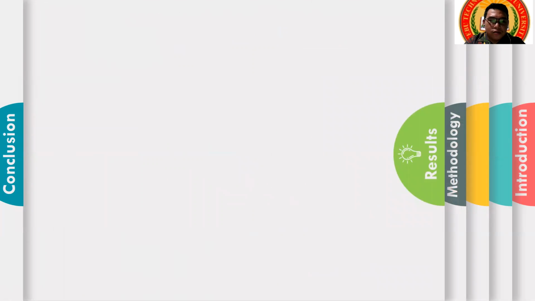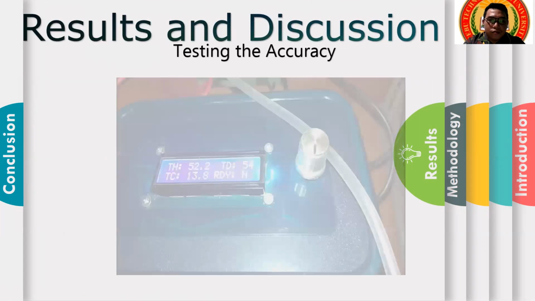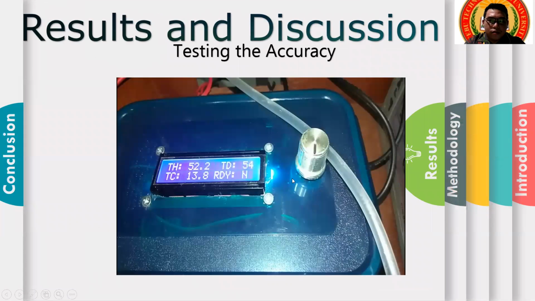So let's go now to the results and discussion. We have tested the accuracy based on our temperature sensor. So we have here a hot temperature of 52.2 degrees Celsius, and a cooling temperature of 13.8 degrees Celsius.